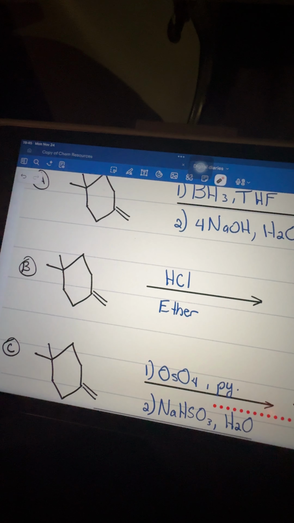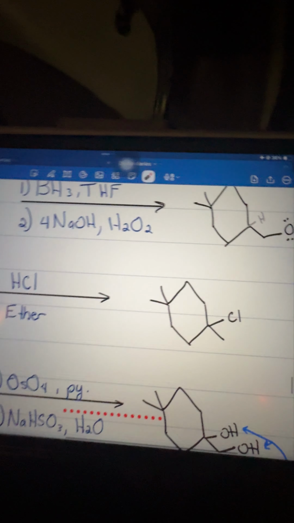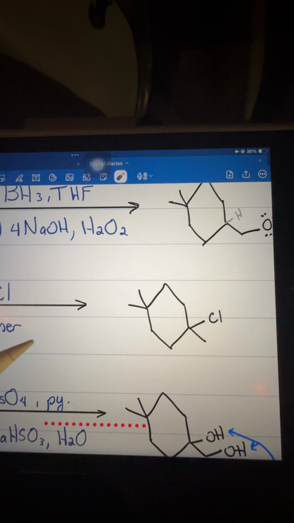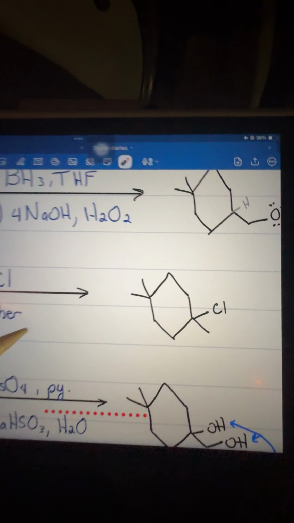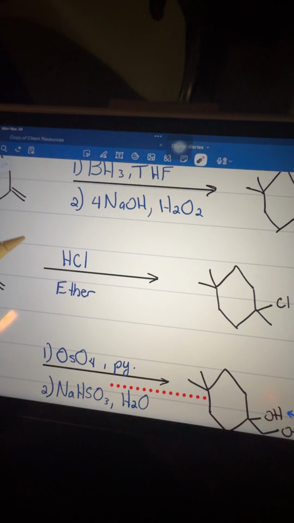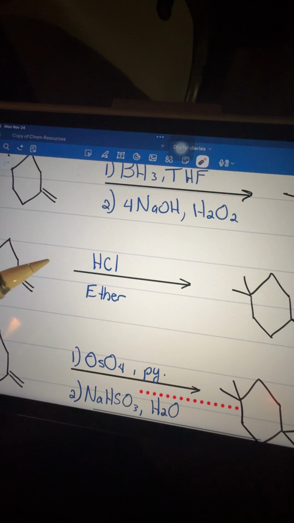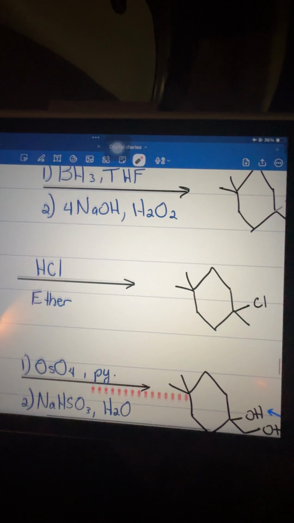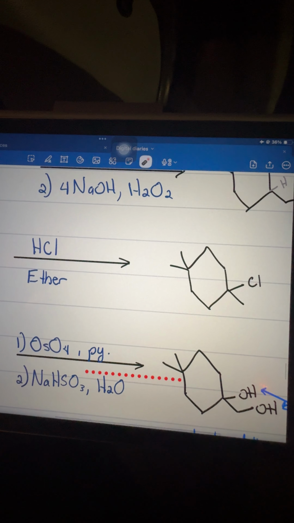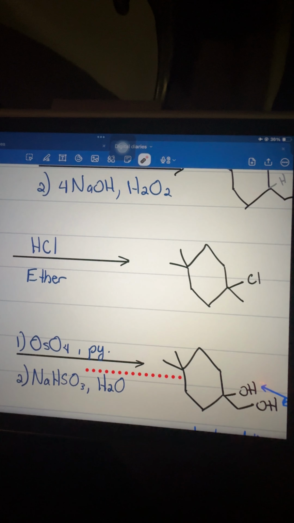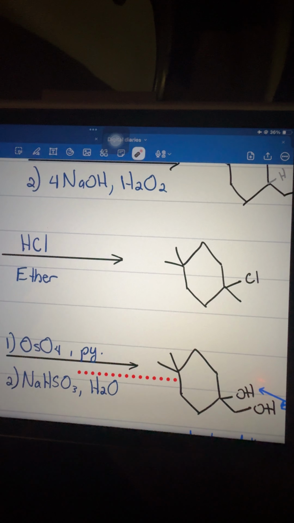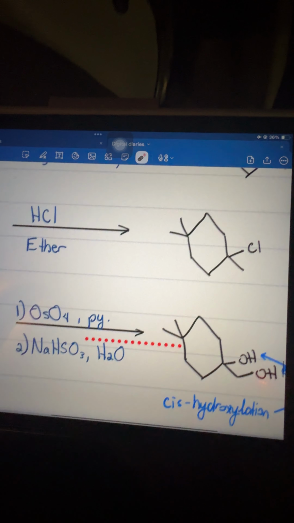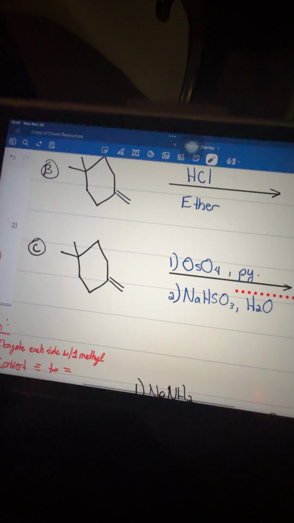The second one, we're given this product with the chlorine atom and the Markovnikov rule. So I chose hydrochloric acid with ether. That'll give me the chlorine atom by the Markovnikov rule on the most substituted carbon atom.